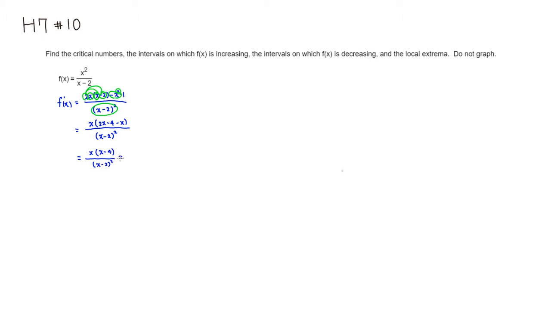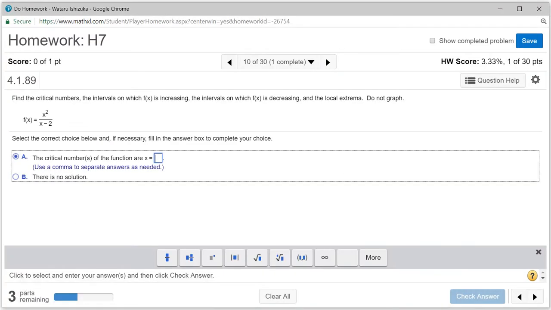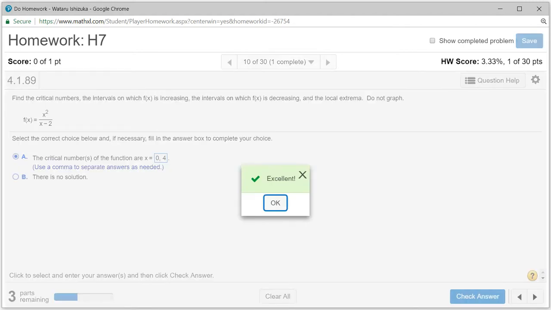If you set this equal to 0, we can set the numerator equal to 0, so we know that x equals 0 and x equals 4. Those are the critical numbers. So let's type it in. We have 0 and 4. Let's check the answer. We got that.